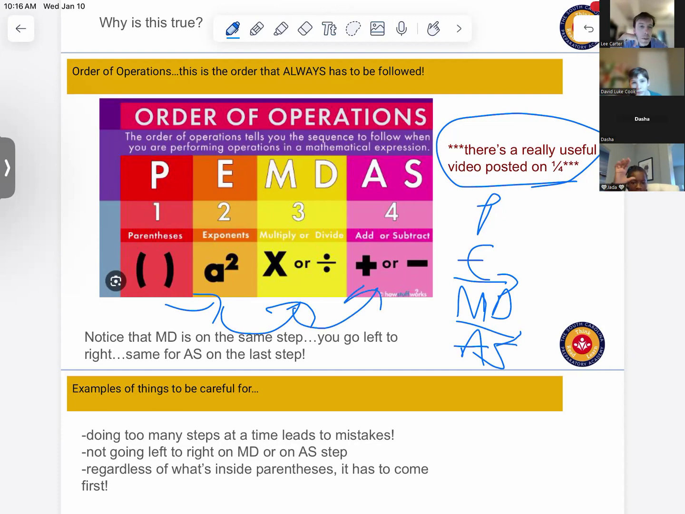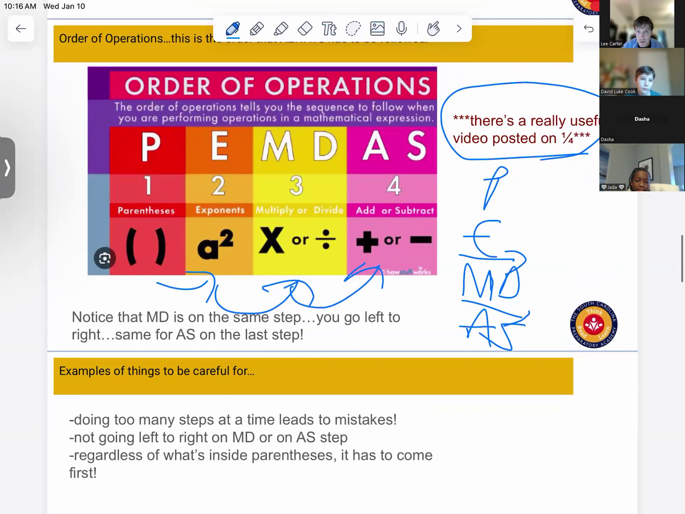Now, here's what I want to point out to you. This is something that we always have to follow in any math problems, okay? So it's not just when we're doing, quote, order of operations problems. What we're saying here is this is always the order that has to be followed in math. Mary, all I've written so far was just this part on the side of this slide on order of operations, okay?